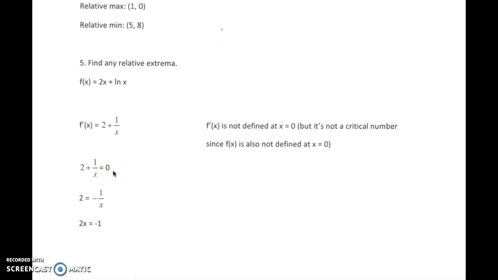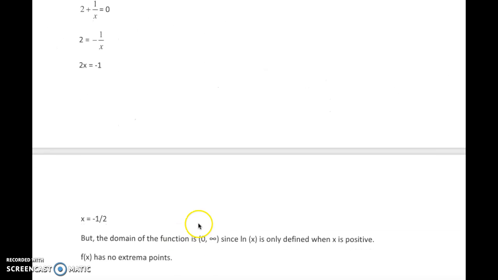set equal to 0. Here they went ahead and subtracted the 1 over x to the other side. Whatever value you wanted to move first would be totally up to you. Going ahead, multiplying both sides by x, I end up with 2x is equal to negative 1. All right, and then x is going to be equal to negative 1/2 when we do that.